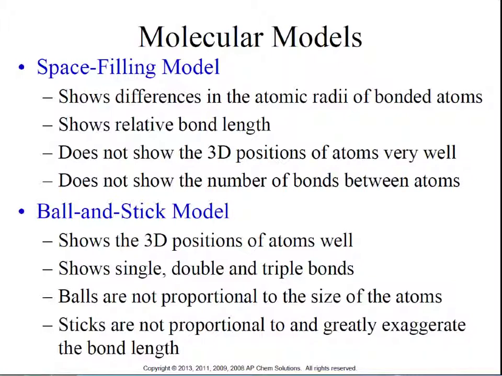The ball and stick model does a better job of giving us three-dimensional positions. It gives us the single, the double, the triple bonds. However, the balls are not proportional, and so it does not give us a clear picture of the atomic size. So therefore, Coulomb's law, it doesn't really help us out that much. And the sticks aren't proportional to the bond length, so single, double, triple, the lines are always drawn the same length.